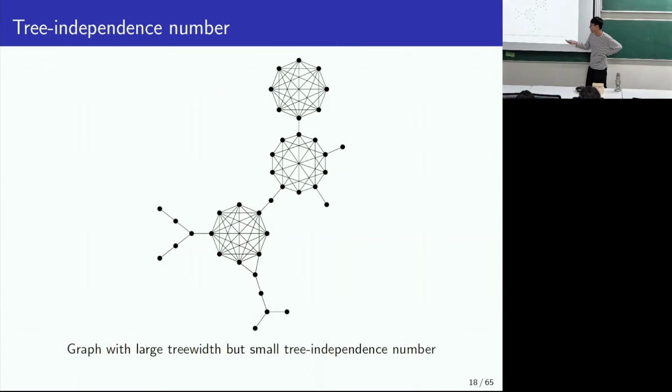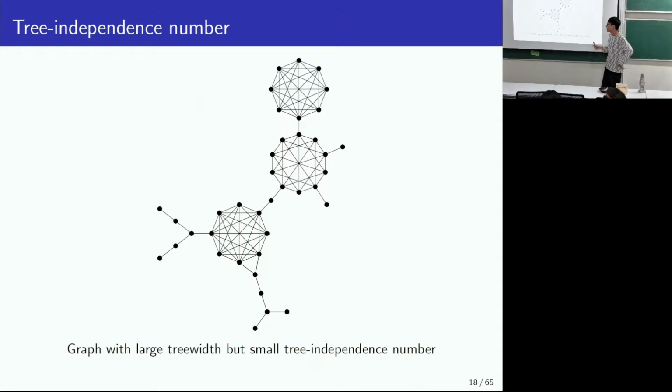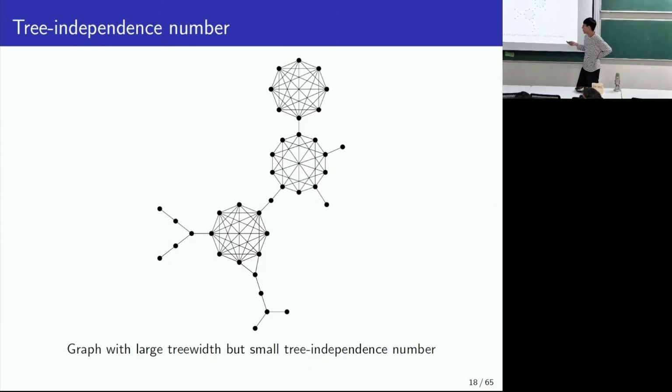So here is an example of a graph with large treewidth but small tree independence number. You can see that some parts of this tree have very dense subgraphs. This makes the treewidth large, but it is dense enough to keep the independence number small. So you can think of this as some kind of dense counterpart of treewidth. We somehow allow large cliques while maintaining that the graph looks like a tree.